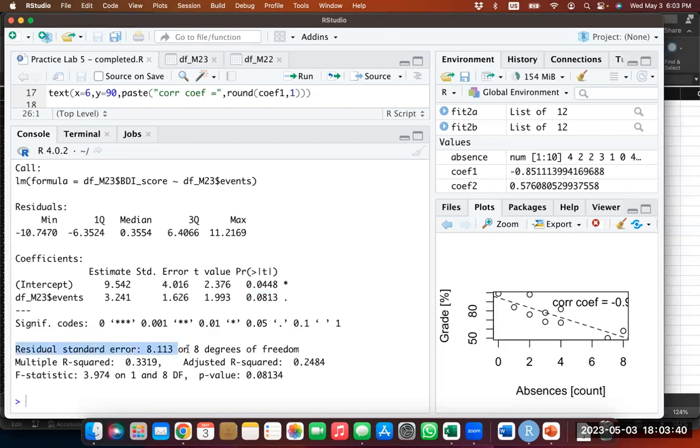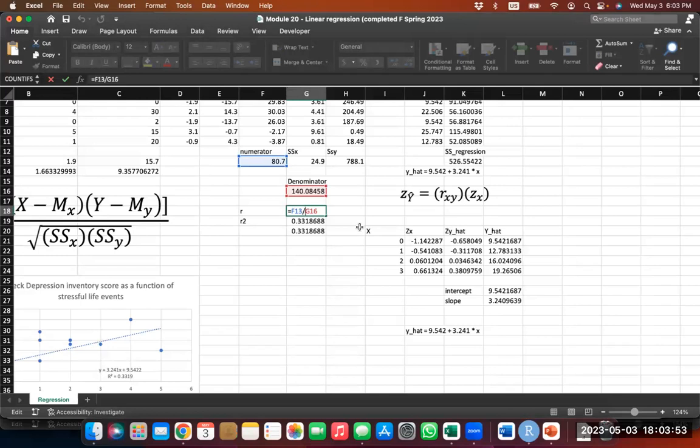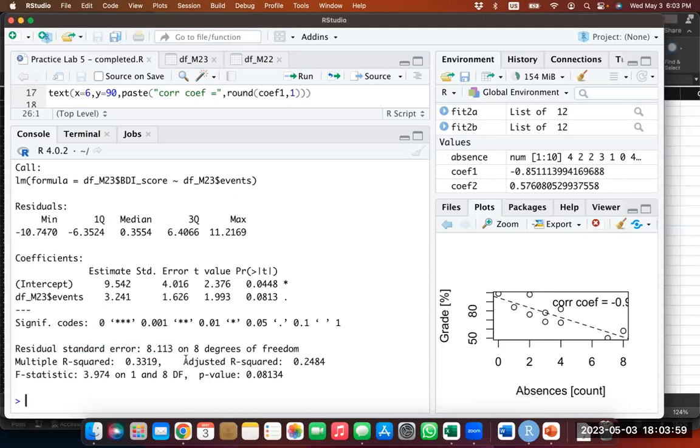Residual standard error 8.113, that's prediction accuracy on 8 degrees of freedom. It's 10 individuals, 2 variables, 10 minus 2 is 8. A multiple R squared is consistent with what we have calculated here. And we have then an adjusted R squared of 0.25. So this one is smaller. The adjustment for the number of variables included will always lower the R squared, with the rationale that if you include additional variables in your model, per definition, your R squared always needs to increase.